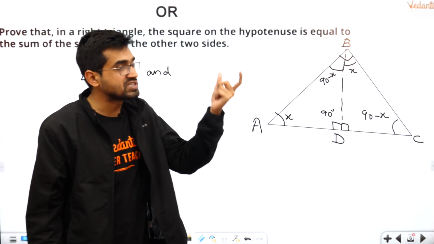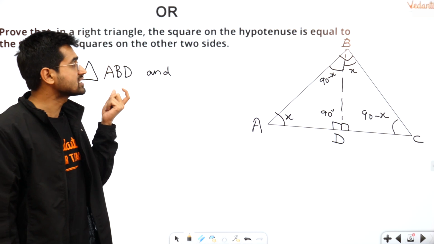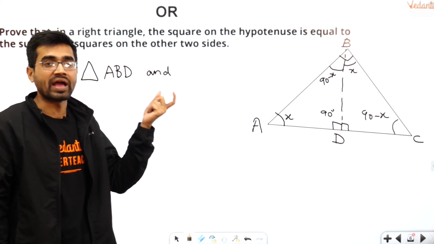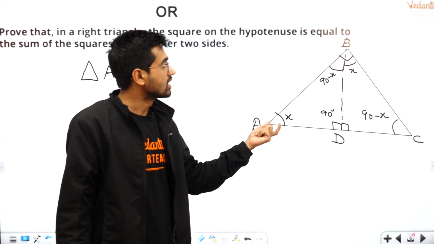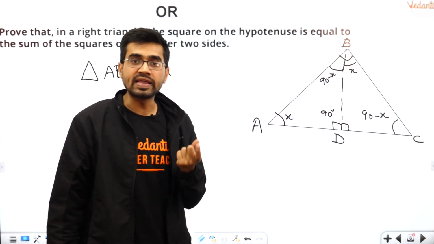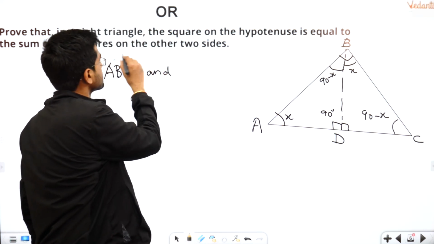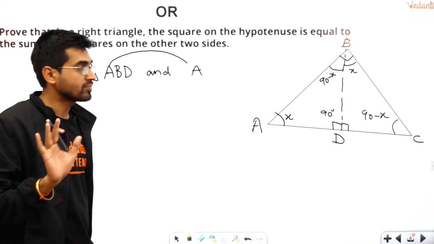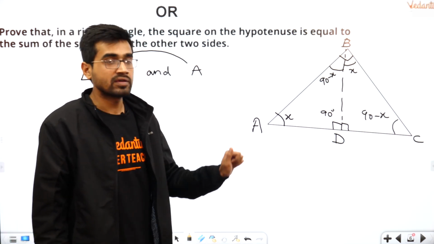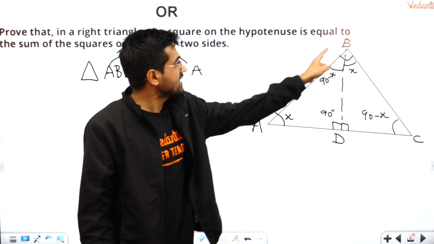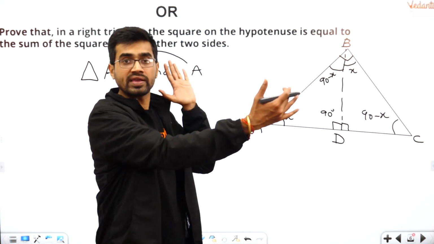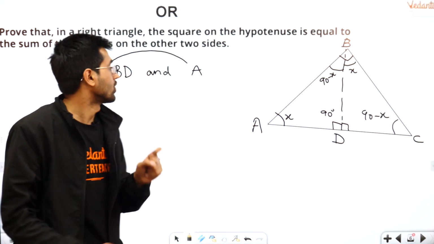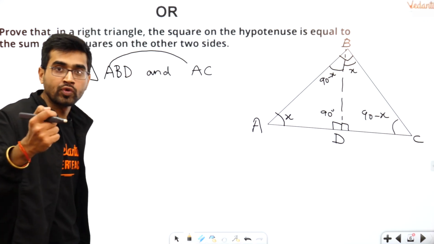I'm going to use triangle ABC. So I need to match the correct vertex. The angles should be matched. So in ABD, what is angle A? Angle A is x. So in ABC, what is angle A? Angle A is x. So A is matched with angle A. That's done. Now in ABD, what is angle B? Angle B is 90 minus x. What is 90 minus x in the bigger triangle? C. Absolutely correct. Now you understand how we do it.